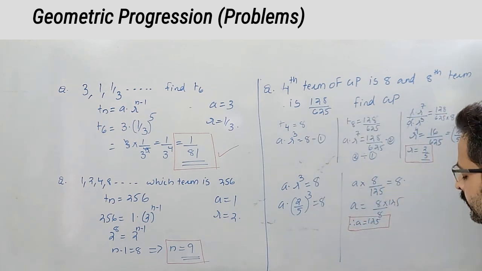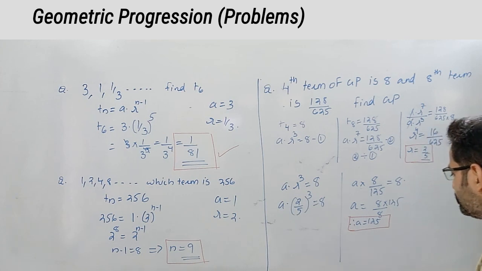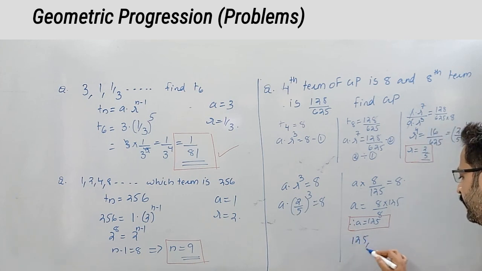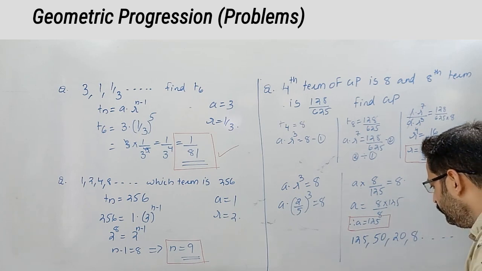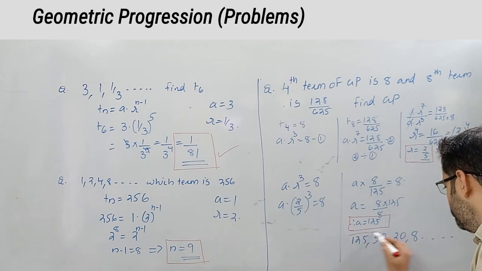Therefore, the GP will be: the first term is 125, then 125 into 2 by 5 we get 50, then 50 into 2 by 5 we get 20, then 20 into 2 by 5 the answer will be 8, and so on.